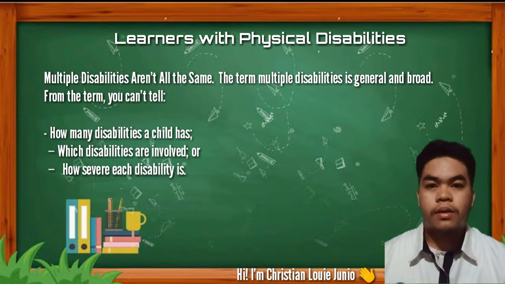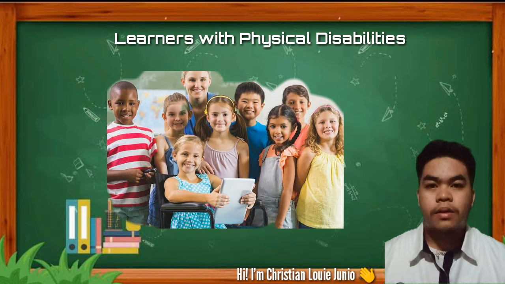Multiple disabilities aren't all the same. The term multiple disabilities is general and broad. From the term you can't tell how many disabilities a child has, which disabilities are involved, or how severe each disability is. Children with multiple disabilities will need some level of help and support throughout their lives. How much support a child needs will depend on the disabilities involved. A child with mild multiple disabilities may only need intermittent support, meaning support is needed every now and again or for particular tasks. Children with more severe disabilities are likely to need ongoing support.